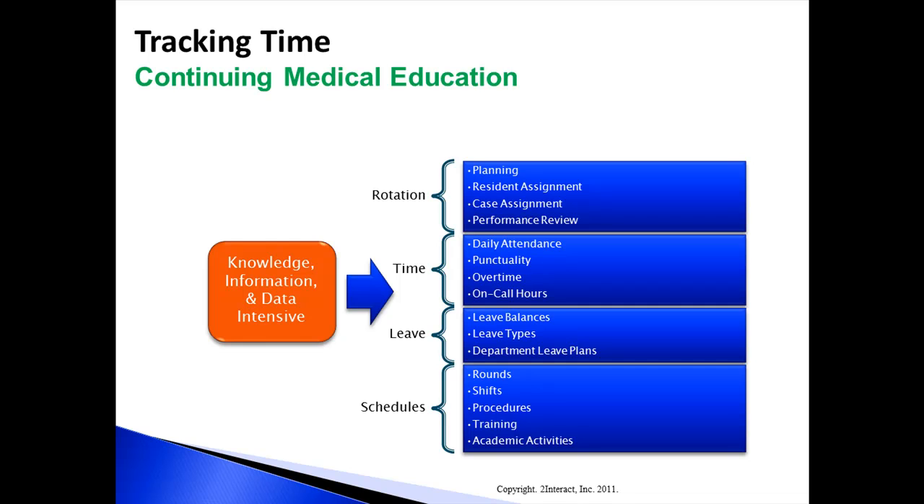Now, just a few elements to look at is rotations, where you need to be able to plan the rotation in the future, assign residents, assign cases, and do performance reviews. So planning is critical there. In terms of actual time tracking, you have to worry about daily attendance, punctuality, overtime, and on-call hours. In terms of tracking leave, you need to know leave balances for every type of leave, and you need to know the overall leave plan for the department. And finally, you need to define schedules for rounds, shifts, procedures, training, courses, and academic activities.